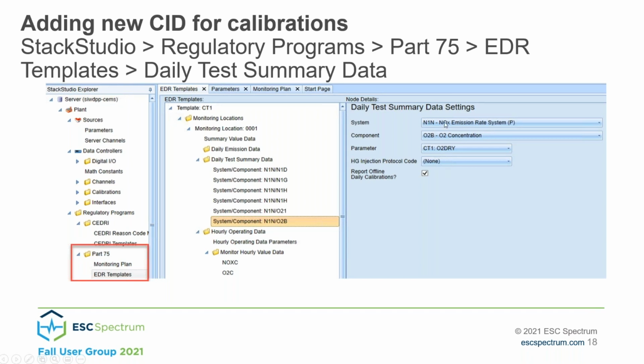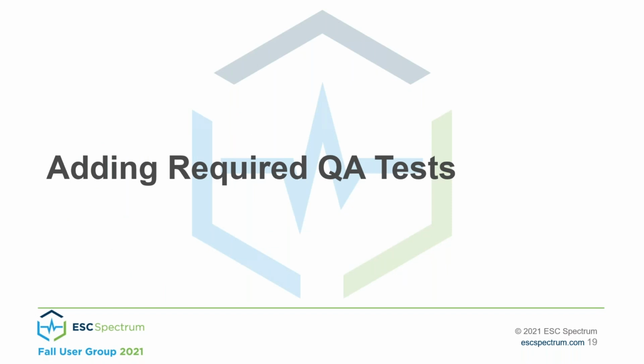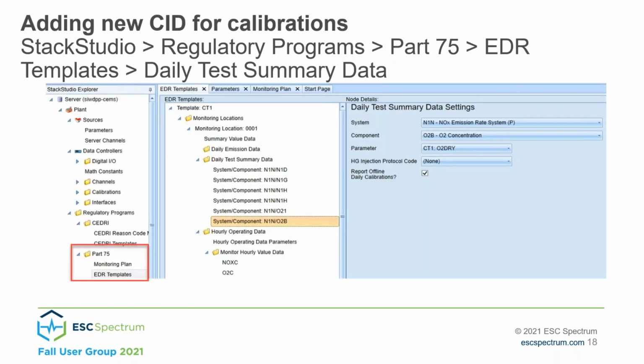And you would just add your system ID, your new component ID, your QA enabled parameter, and if you're reporting offline daily cals or not. Okay, and after that you can save, and once you open Stack Vision, you should see these changes reflected.